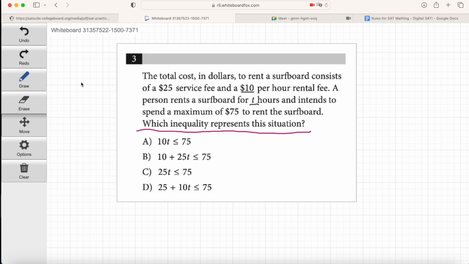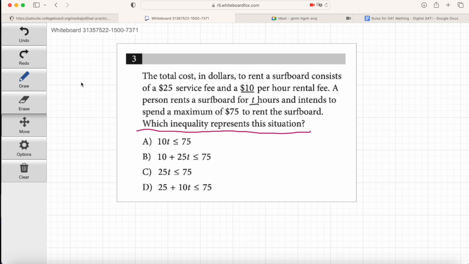So if it's 3 hours, we can calculate the rental fee would be $30, because it's 3 times 10, plus 25. So 3 hours would work, but that's not the maximum, because then it would be 30 plus 25, which is 55. Does that make sense? Yeah.